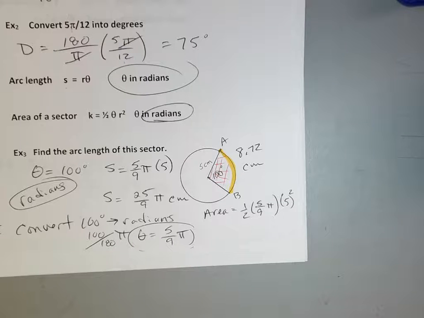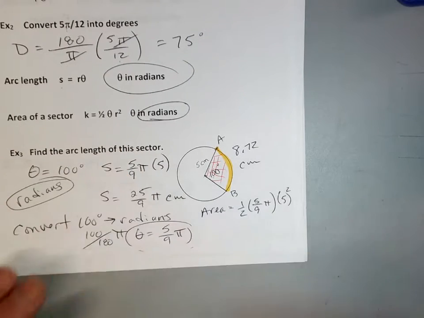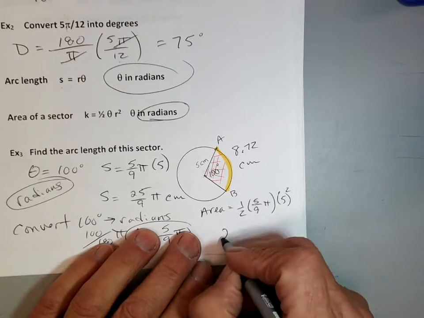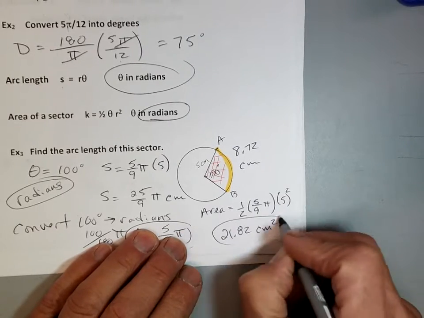125 over 18, or I'm just going to use a calculator and get a decimal answer. So I'll just simply go 0.5 times 5 pi times 5 squared divided by 9, and I get an answer of about 21.82 centimeters squared, okay, for area.